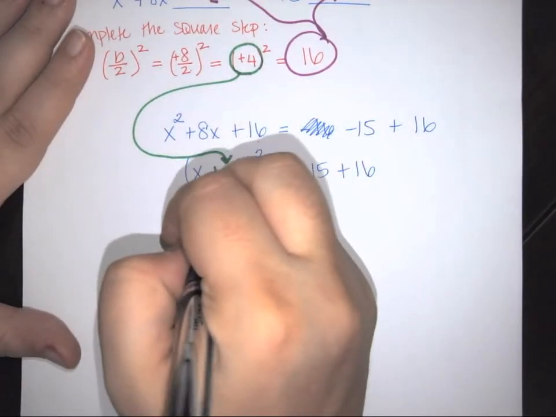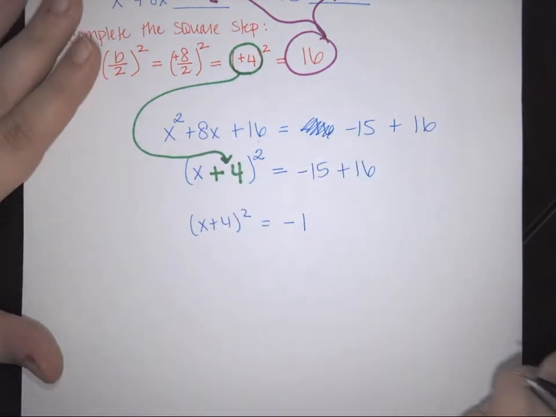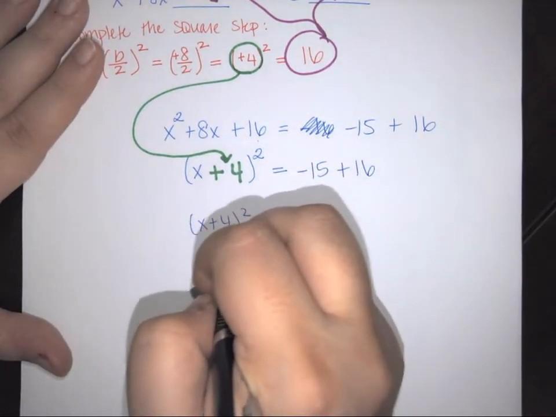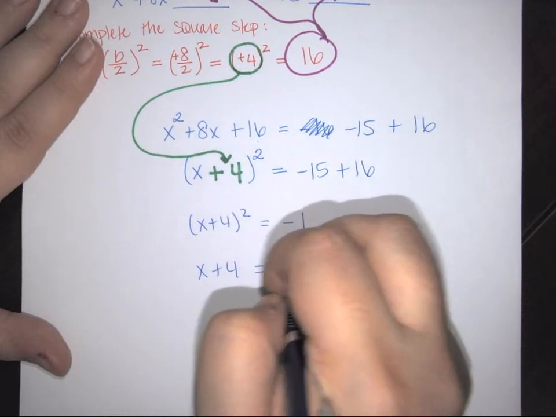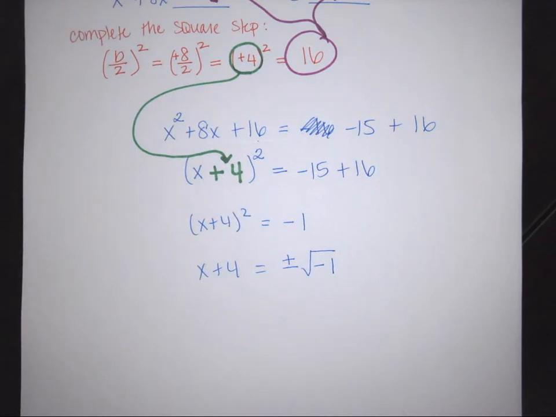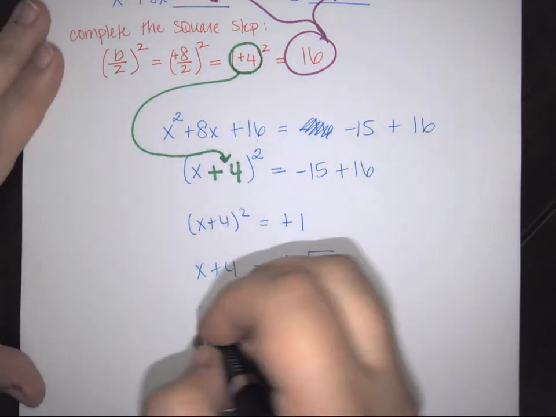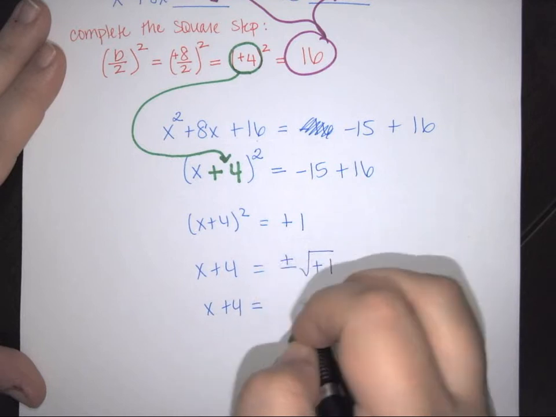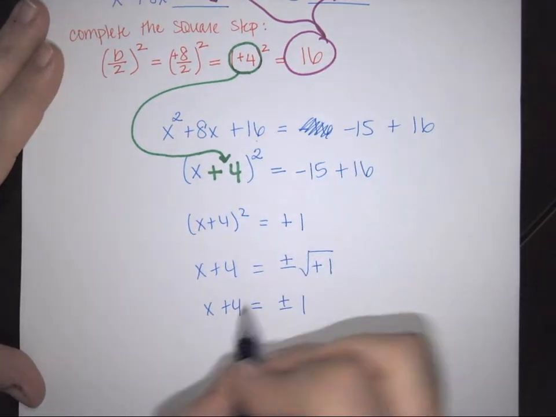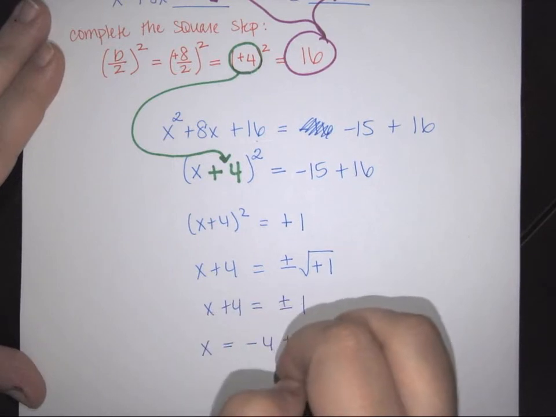So this is going to be x plus 4 squared is equal to negative 1. Take the square root of both sides, and you have x plus 4 is equal to plus or minus the square root of negative 1. Positive 1. Take the square root of 1 and you're left with x plus 4 is equal to plus or minus 1. Subtract 4 and you get that x is equal to negative 4 plus or minus 1.